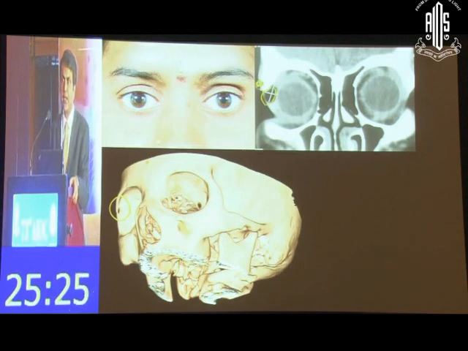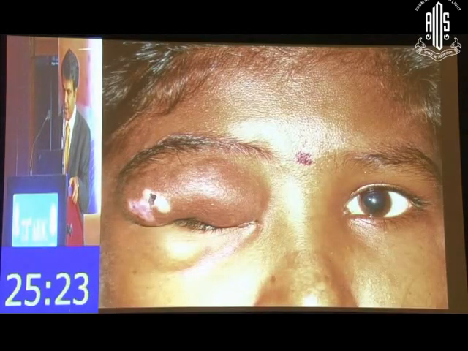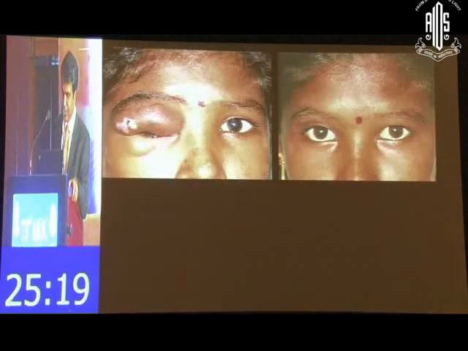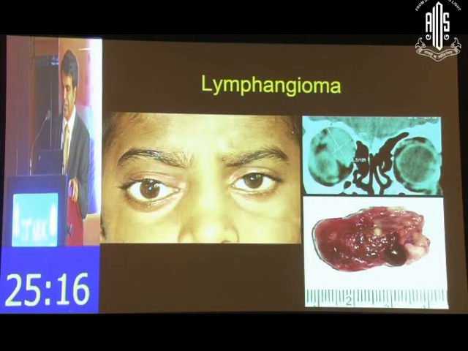So you have to be very careful in dermoids with restricted mobility. And this is an anteriorly located lymphangioma, preseptal lymphangioma, which can be debulked. But lymphangioma generally can be diffuse like this.